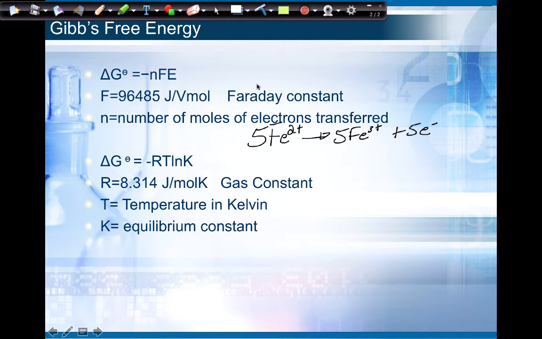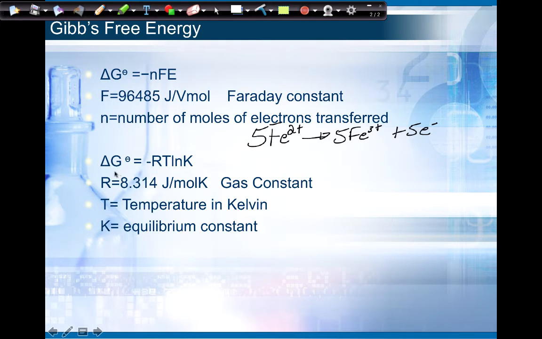Now F is Faraday's constant, and that is equal to 96,485 joules per volt per mole. So that tells you how many joules of energy is released per volt and per mole of electrons. So we can determine if a reaction is spontaneous or not by multiplying the number of moles by Faraday's constant by the E cell. And remember, if delta G is negative, then the reaction is spontaneous.